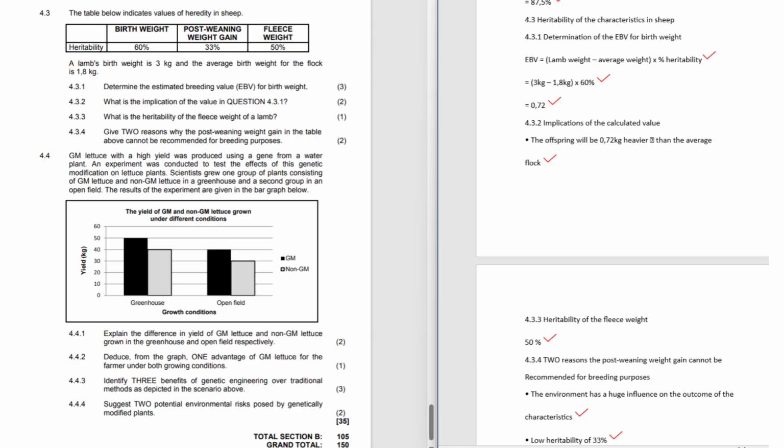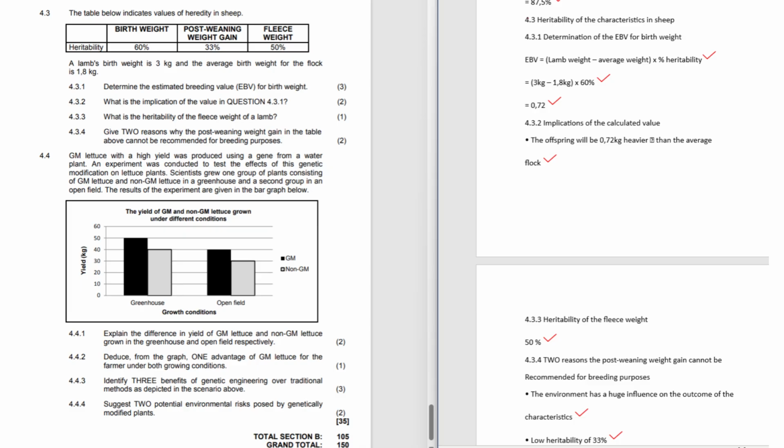What is the implication of the value in 4.3.1? What is the implication of this 0.72, the EBV for the birth weight? So the implication for this is that this means that the lamb's birth weight will be 1.2 kg heavier than the average for the flock.